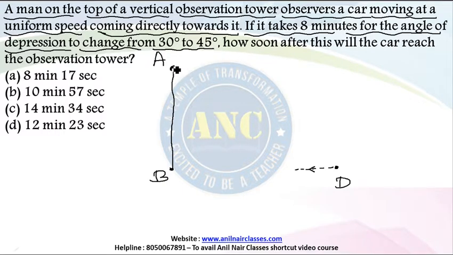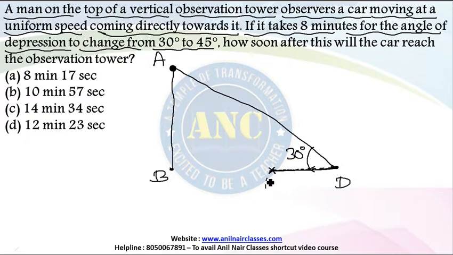That means the man who is standing at point A initially observed this car at point D. It was actually a 30 degree angle of depression at that time, and the car kept on moving in this direction towards B. When the car is moving towards B like this, at some point he will see the car again.